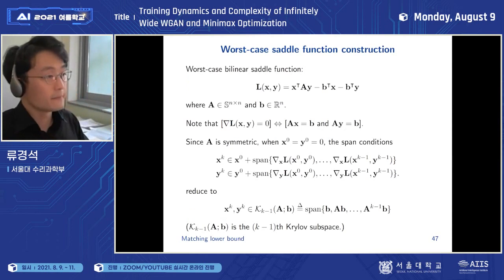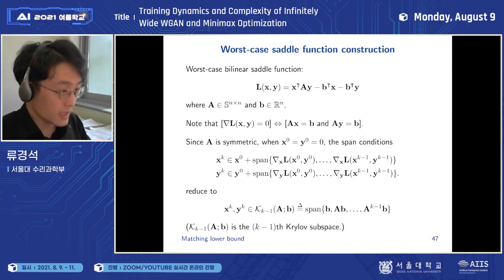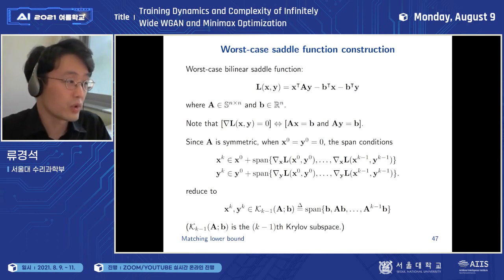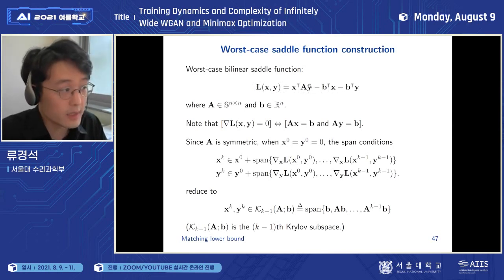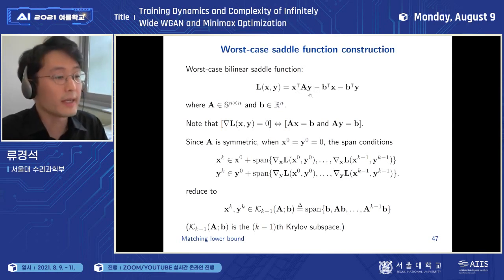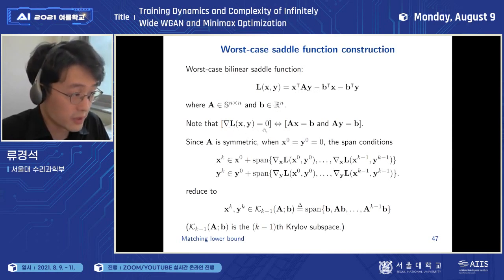And the idea behind this complexity lower bound is this construction. So the worst case construction is a bilinear saddle function. So L of x, y, the saddle function has this form where x transpose A y, b transpose x, b transpose y. And this A is a symmetric n by n matrix. And the key insight is that the gradient of this saddle function being equal to 0.